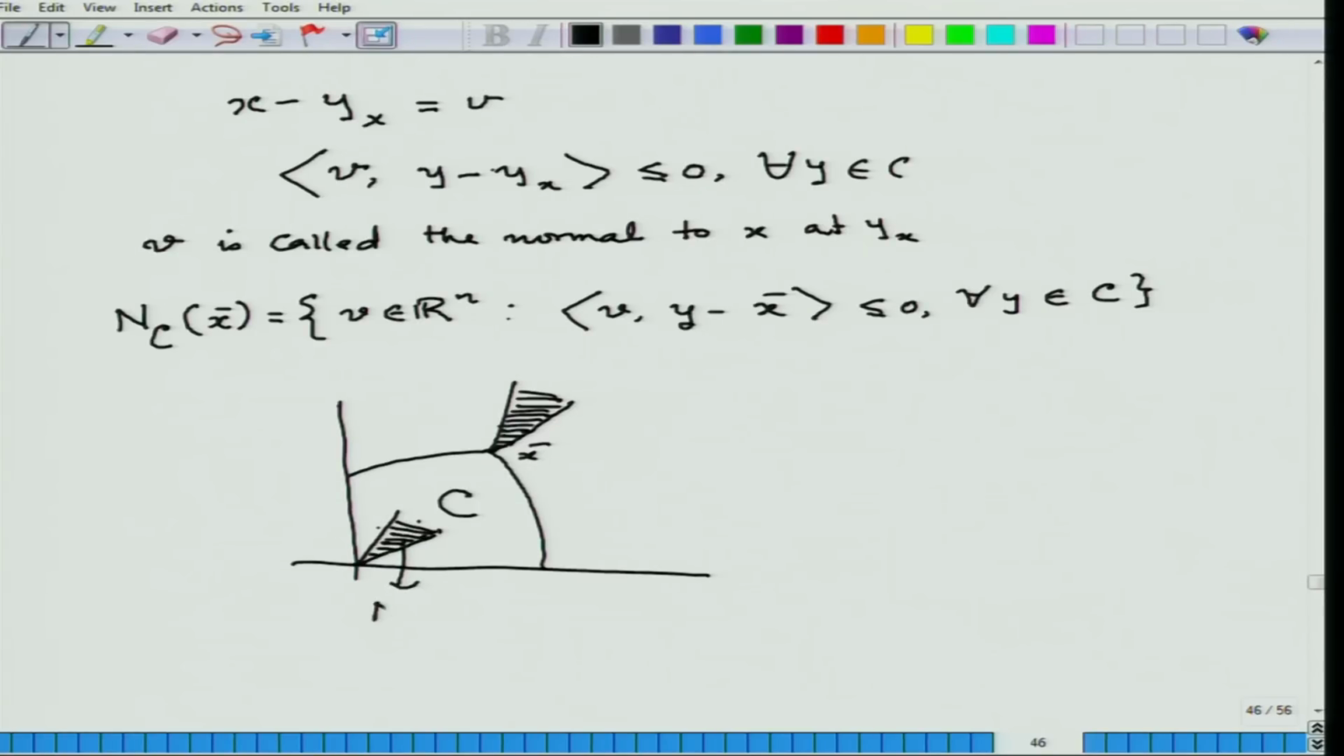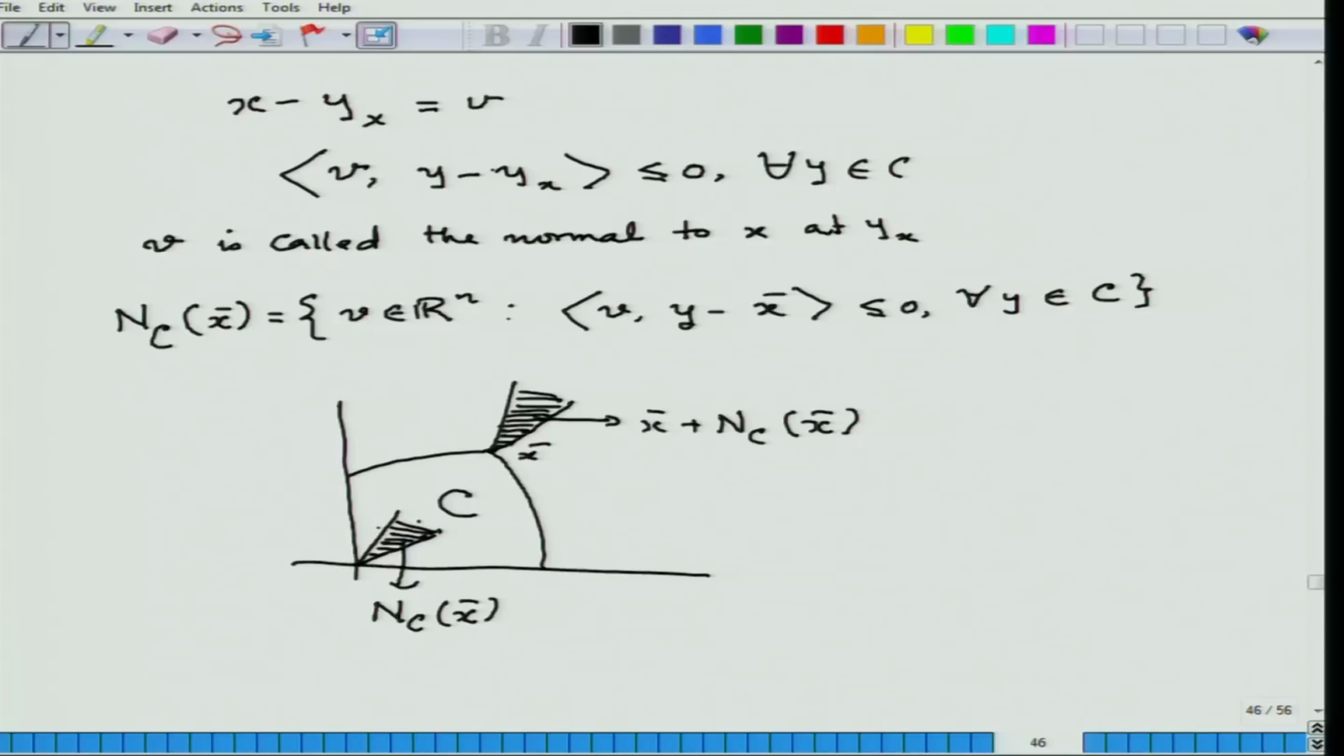So, this is actually your normal cone to C at x bar, and this is nothing but a translate of this to the point x bar, that is x bar plus NC x bar. So, this tells you that okay, if I take the origin of this to x bar, then this is what will happen, then the normal cone is exactly this, if the origin is now x bar.